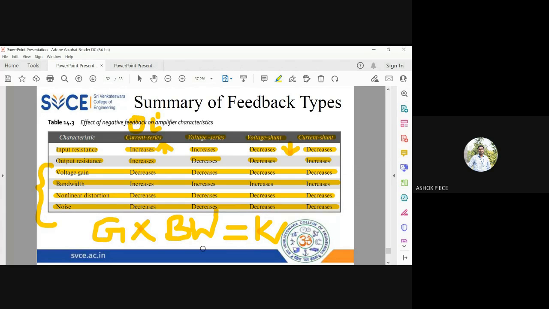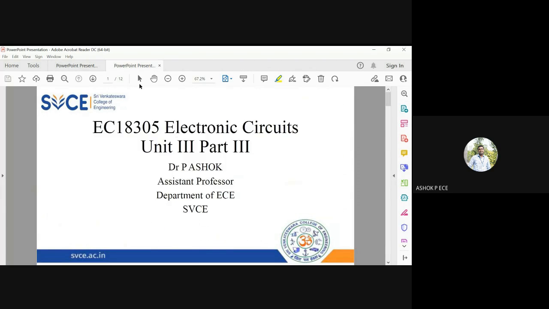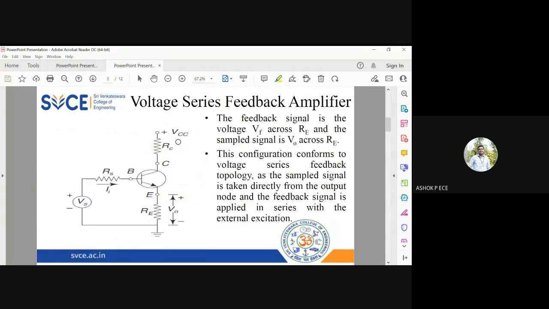Assuming that you don't have any doubt, now we'll go to the last topic in our unit, which is seeing examples for each amplifier, practical examples. So far you have seen the theory, theoretical diagrams, and the theoretical Rif and Rof calculations. Now we'll close all the theory. Now we are going to see the practical example for a voltage series amplifier, voltage shunt amplifier, current series amplifier, and current shunt amplifier.